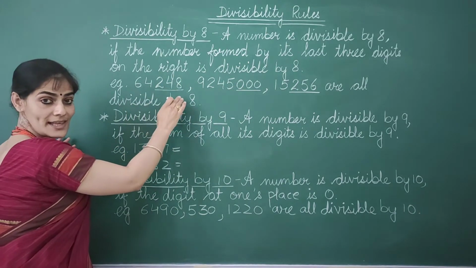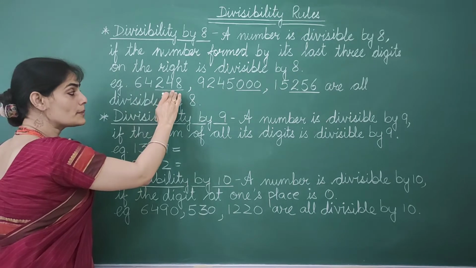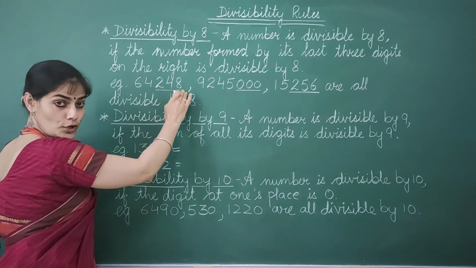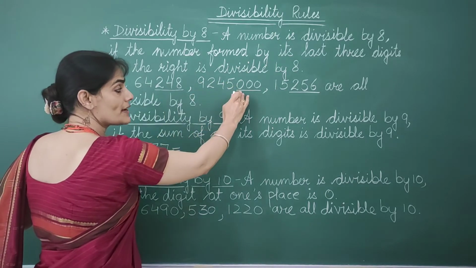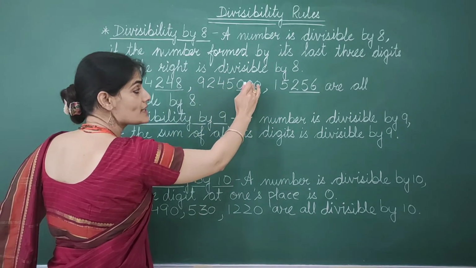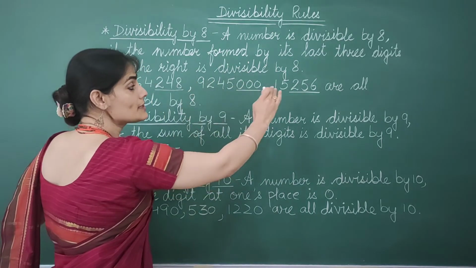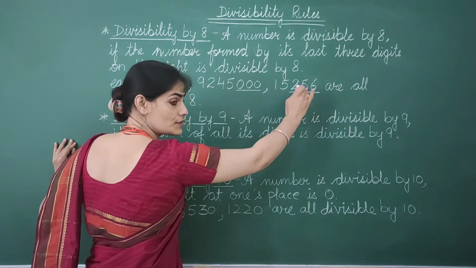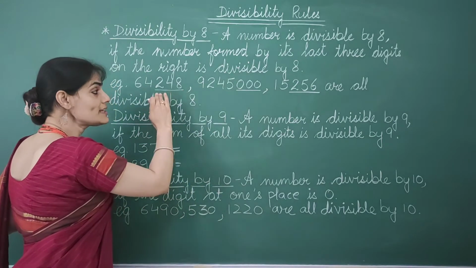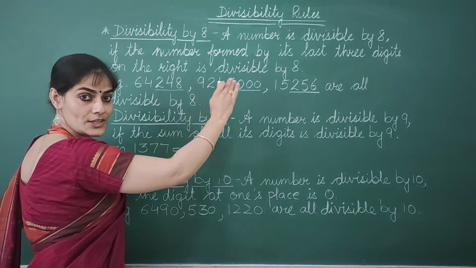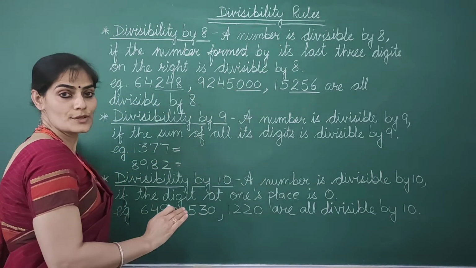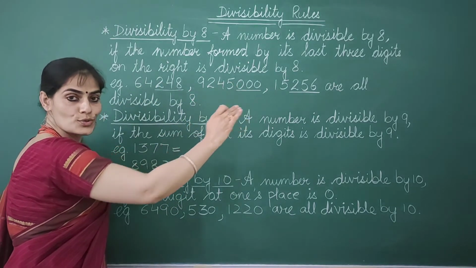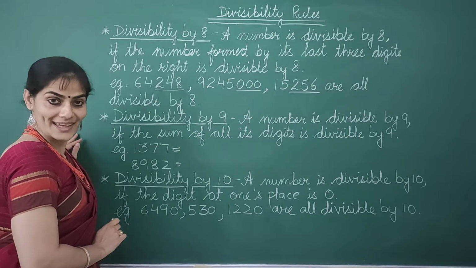Look at these examples. This number has the last 3 digits as 248. This number has the last 3 digits as 000. This number has the last 3 digits as 256. In all these cases, the last 3 digits are completely divisible by 8. So these numbers will also be divisible by 8.